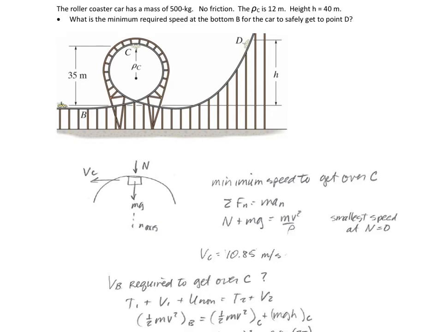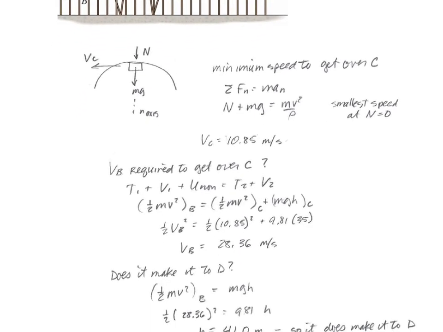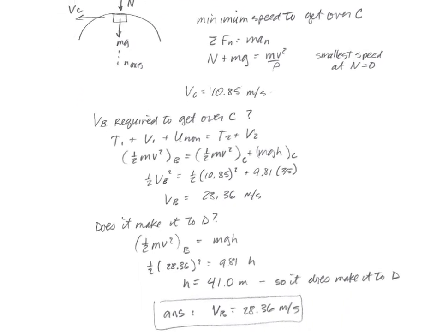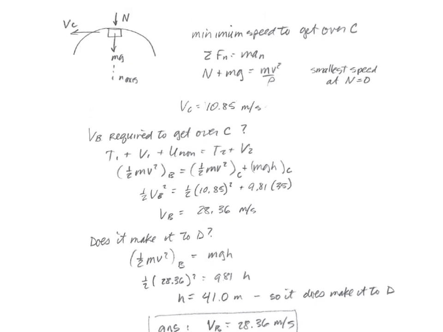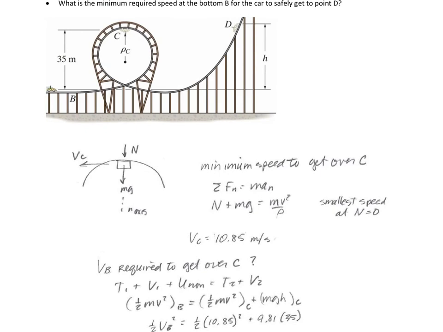So that's what I did. I solved for h here, and h is 41. So it did make it to past point D. And a lot of students unfortunately skipped more than half the problem.